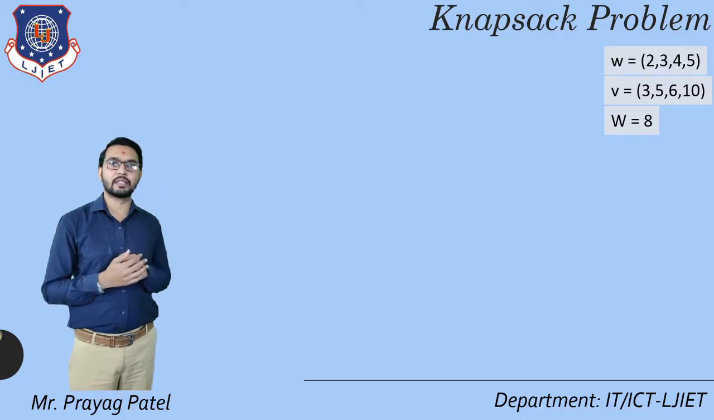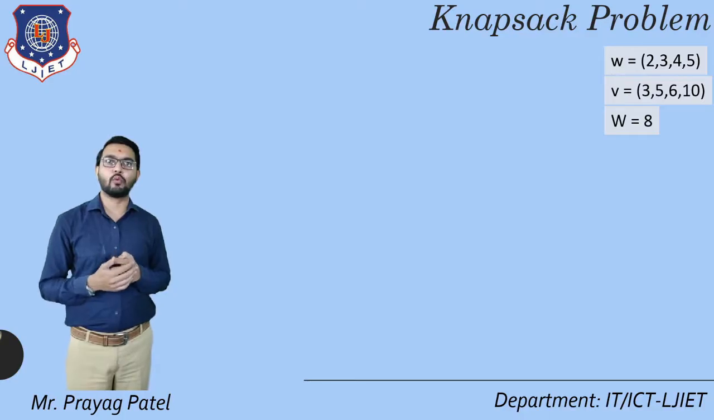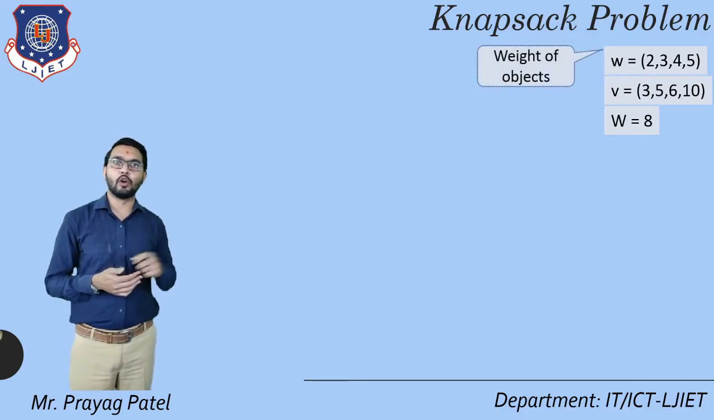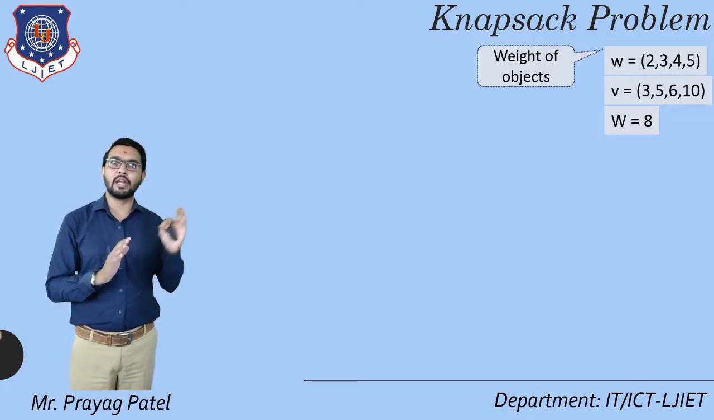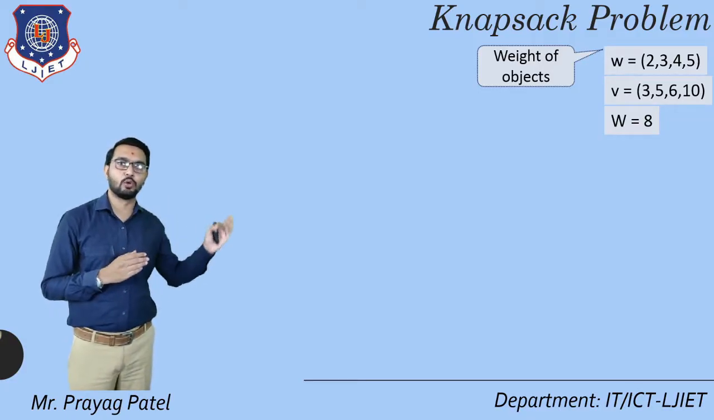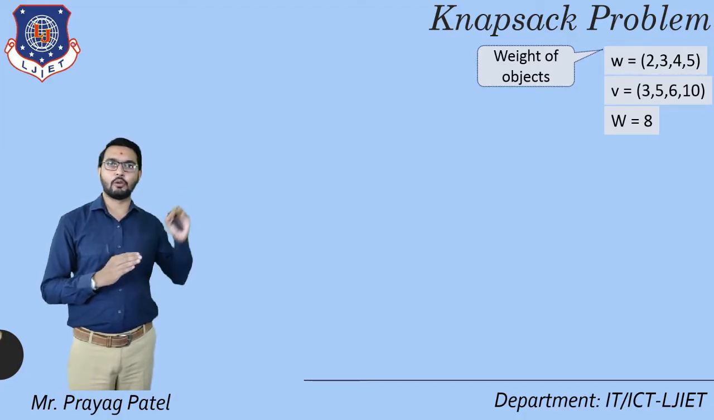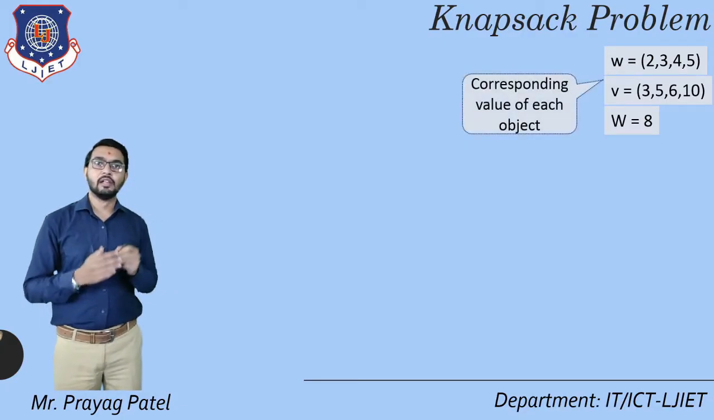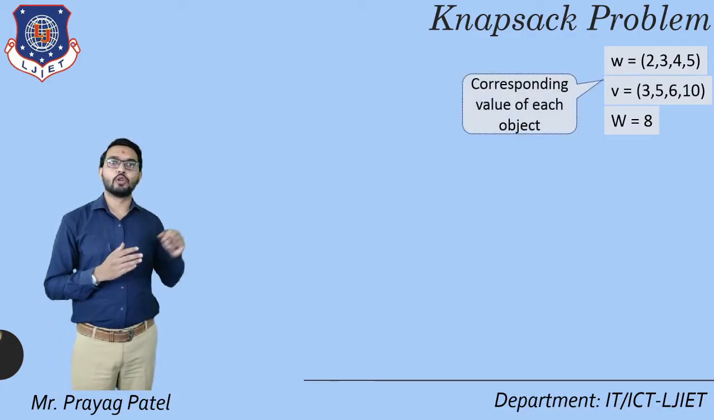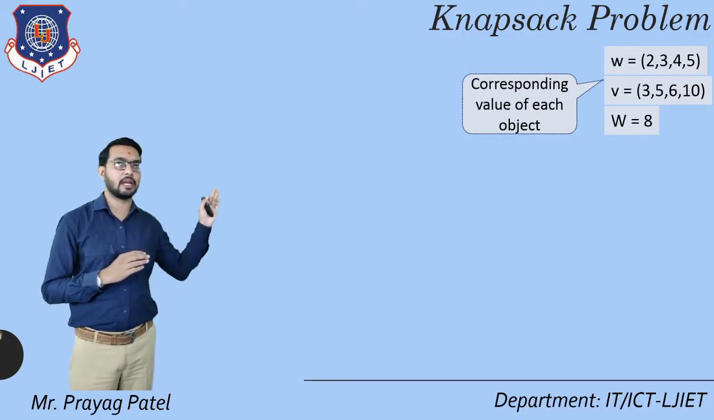Now consider the example where we have given objects with small w equal to 2, 3, 4, 5. What is the small w? Small w means the weight of each and every object. Means first object weight equal to 2, second object weight equal to 3, third object weight equal to 4, and fourth object weight equal to 5. Now consider the next as v. V equal to 3, 5, 6, 10. What is the v? V means value or profit.